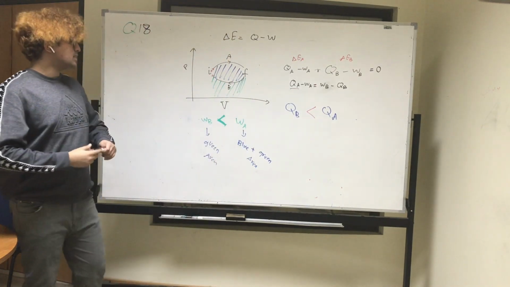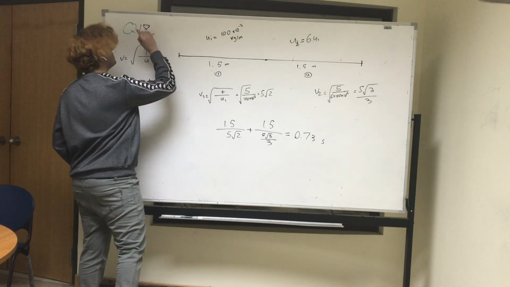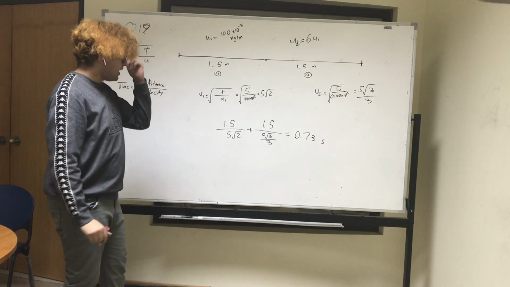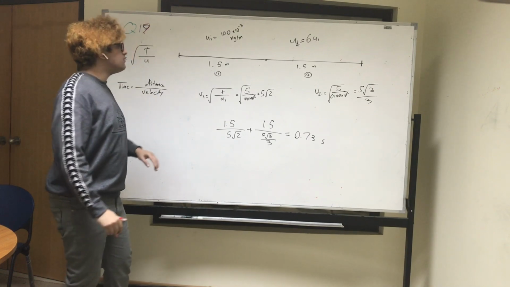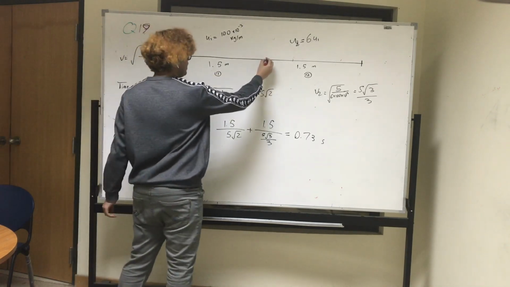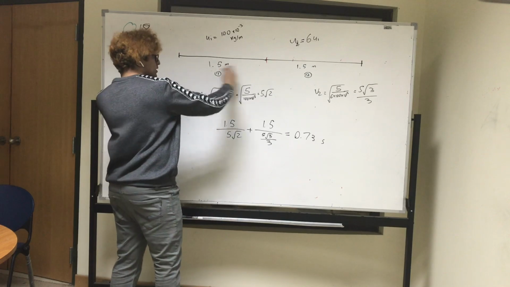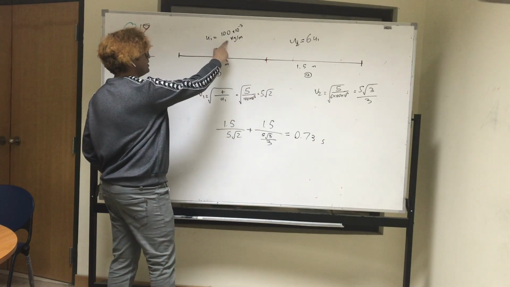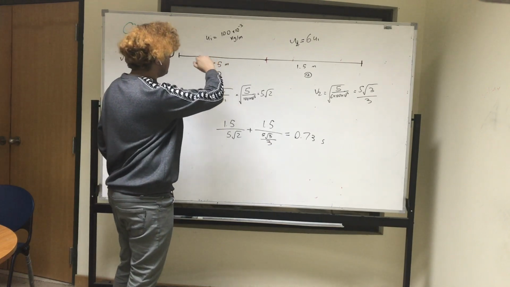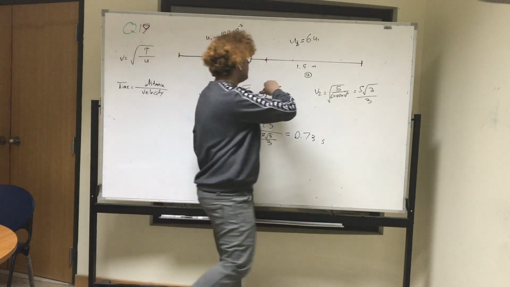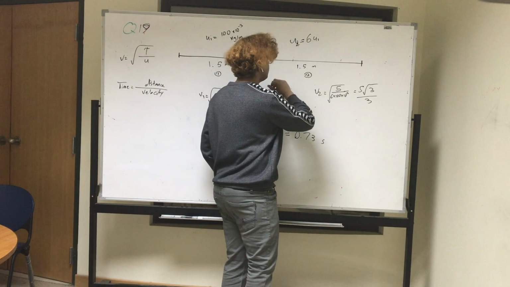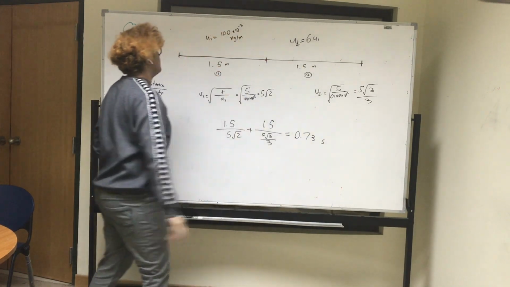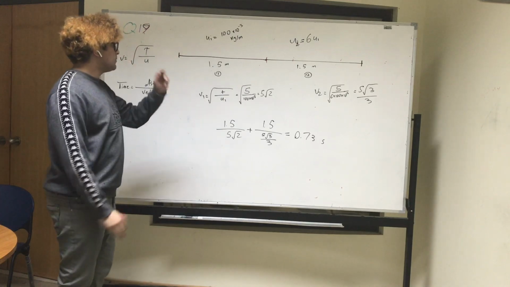And that's your answer, that's the answer for the question. Our second to last question, question number 19, says that we have two strings. One string has a linear mass density of 100 gram per meter, and the other string, string number 2, has a linear mass density of 6 times the first string.